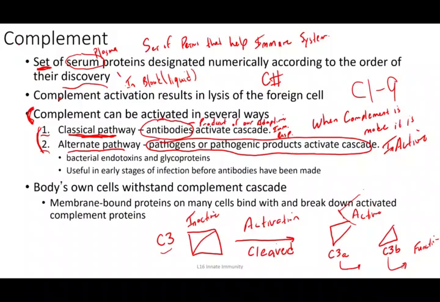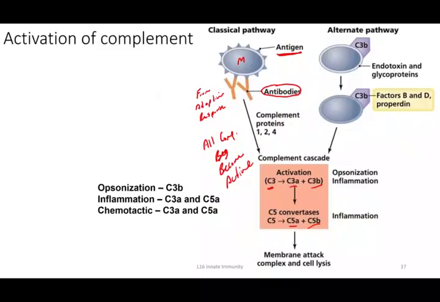And so realize these are going to be occurring at different stages of an infection. It takes 1 to 2 weeks for your body to make antibodies. So these are not going to be present early in an infection. And so this classical pathway won't be functional in activating complement early in infection. But as soon as the pathogen's present or products from the pathogen, this alternate pathway could be used to activate complement, so you can have active complement early in the infection through this alternate pathway. And that's what this is showing here.